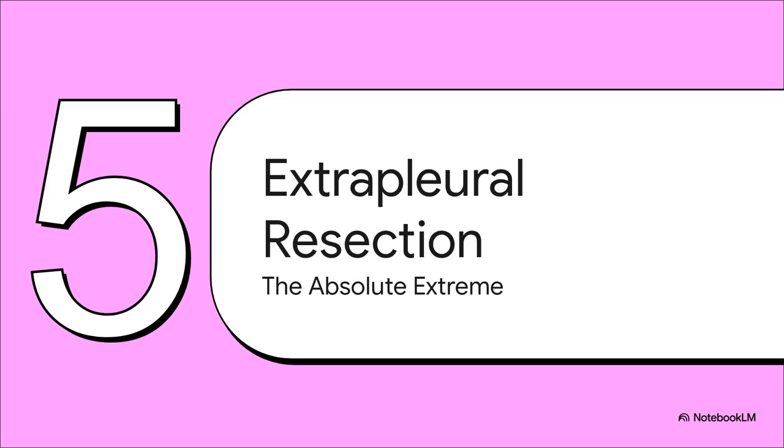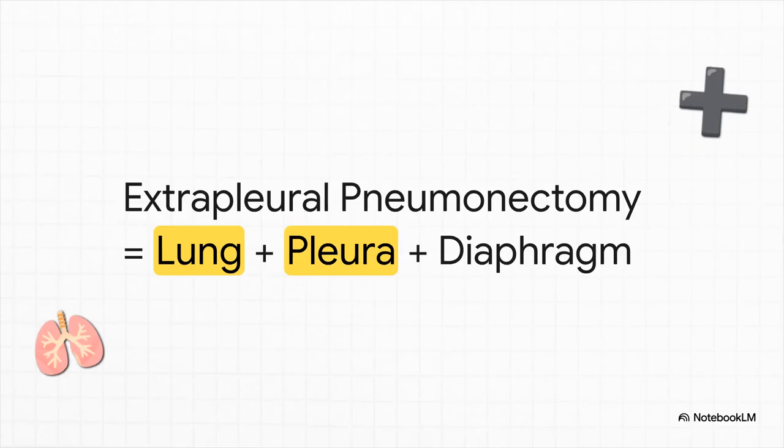Section 5, the extrapleural pneumonectomy. Now, knowing what to do when the cancer is so severe that just removing the lung isn't enough, that is a defining skill for an expert coder. For highly aggressive conditions like mesothelioma, surgeons have to perform an extrapleural pneumonectomy. I want you to remember this simple formula for code 32445. It includes the total removal of the lung, plus the surrounding pleural sac, and even part of the diaphragm, all in one massive, intense operation.